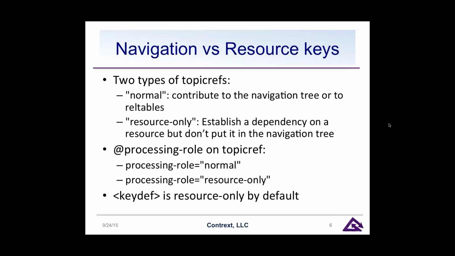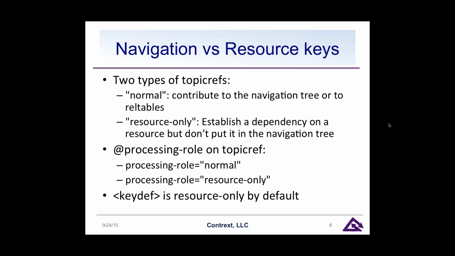Distinction between navigation and resource keys. Starting with DITA 1.2, DITA makes the distinction between things you reference from maps that are resources and things that you reference from maps that are what we call normal role. So anything that's a normal role resource contributes to the navigation tree or to relationship tables, right? So that's what you would normally think of as the table of contents of your content that the map defines, or the relationship links that your rel tables define. Those are the normal content of your publication that the map defines.